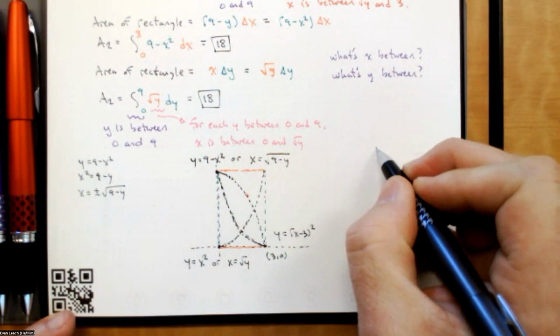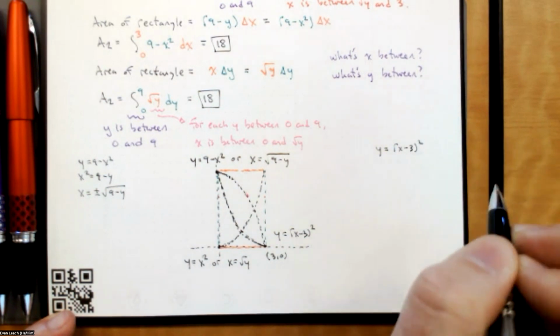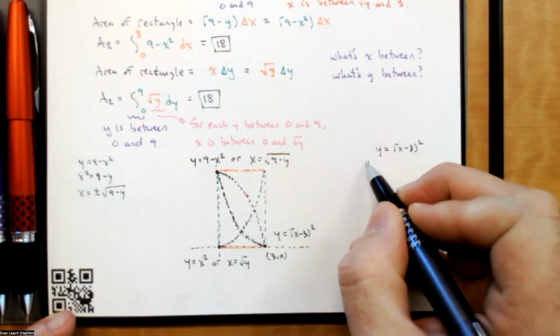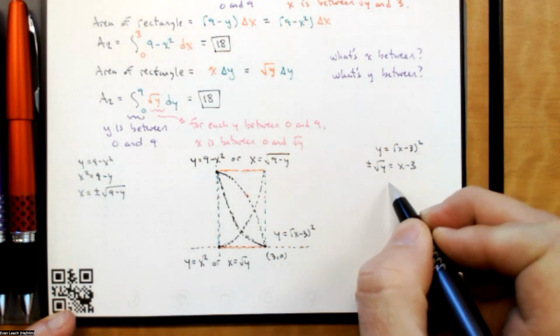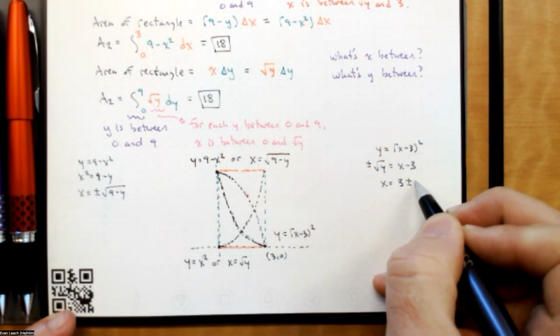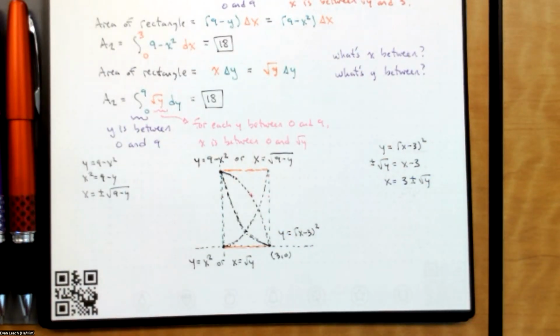So if we go over here and solve this, y equals x minus 3 squared, the first thing that happens is we do the square roots. And so that means plus or minus the square root of y is equal to x minus 3. And so we get this, x equals 3 plus or minus the square root of y. We want to read this as 3 is that middle x value, and then we plus or minus the square root of y. That's what builds the parabola.